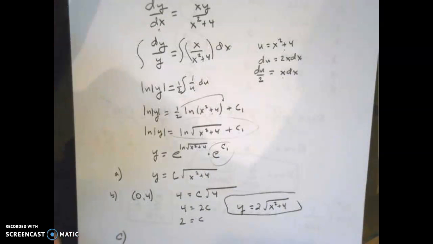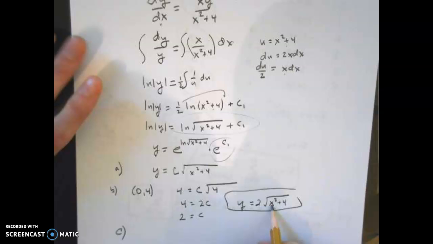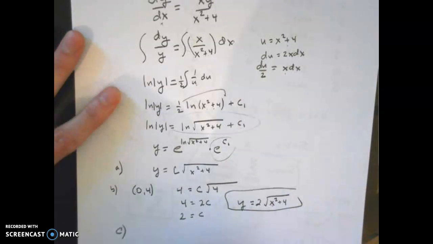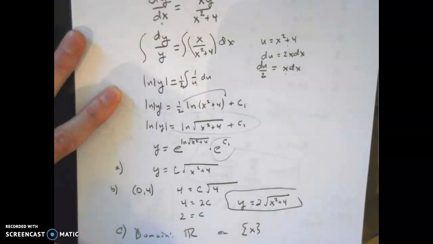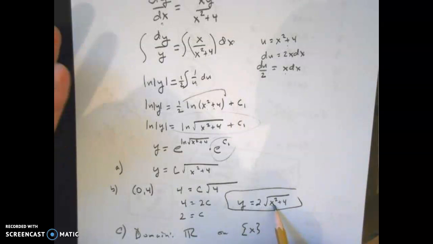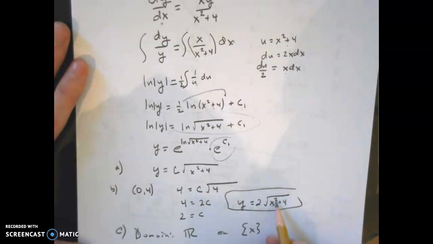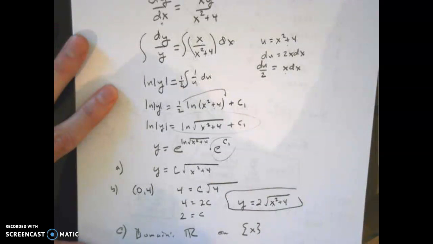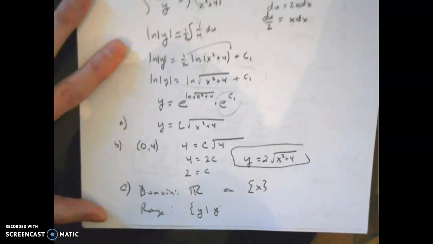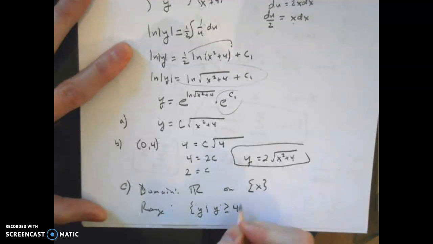In part C, they ask for the domain and range. For your domain, x can be anything. So for the domain, you could say all real numbers, or you could say the set of all x. The range: well, the smallest x squared can be is 0. Even if x is negative, when you square it, it becomes positive, so you get 2 times 2. So the range is anything greater than or equal to 4: the set of all y such that y is greater than or equal to 4.